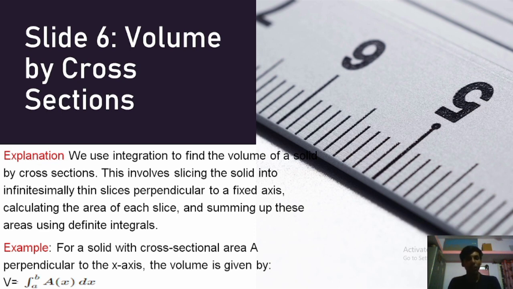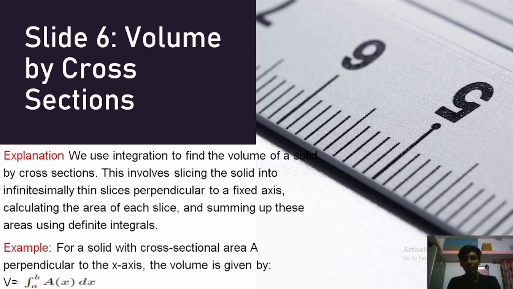Volume by cross section. Explanation: we use integration to find the volume of a solid by cross section. This involves slicing the solid into thin slices perpendicular to a fixed axis, calculating the area of each slice and summing up these areas using definite integrals.